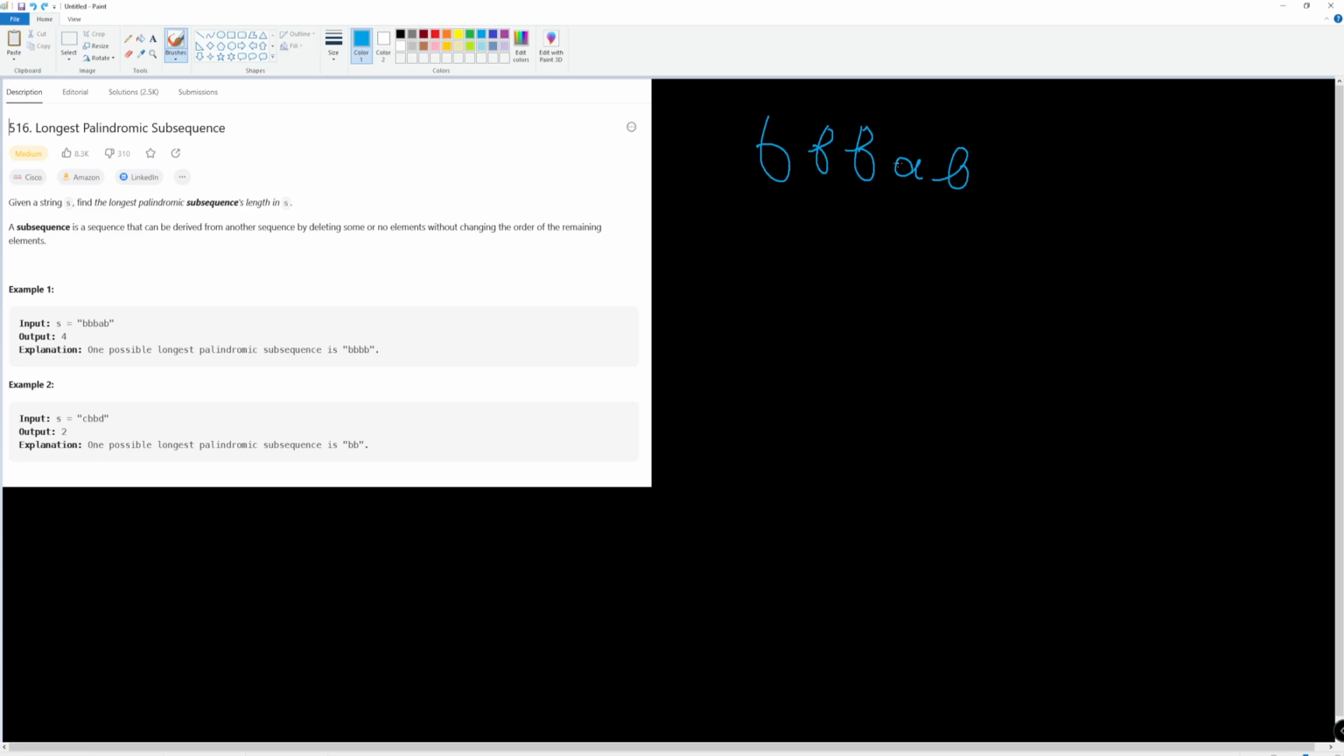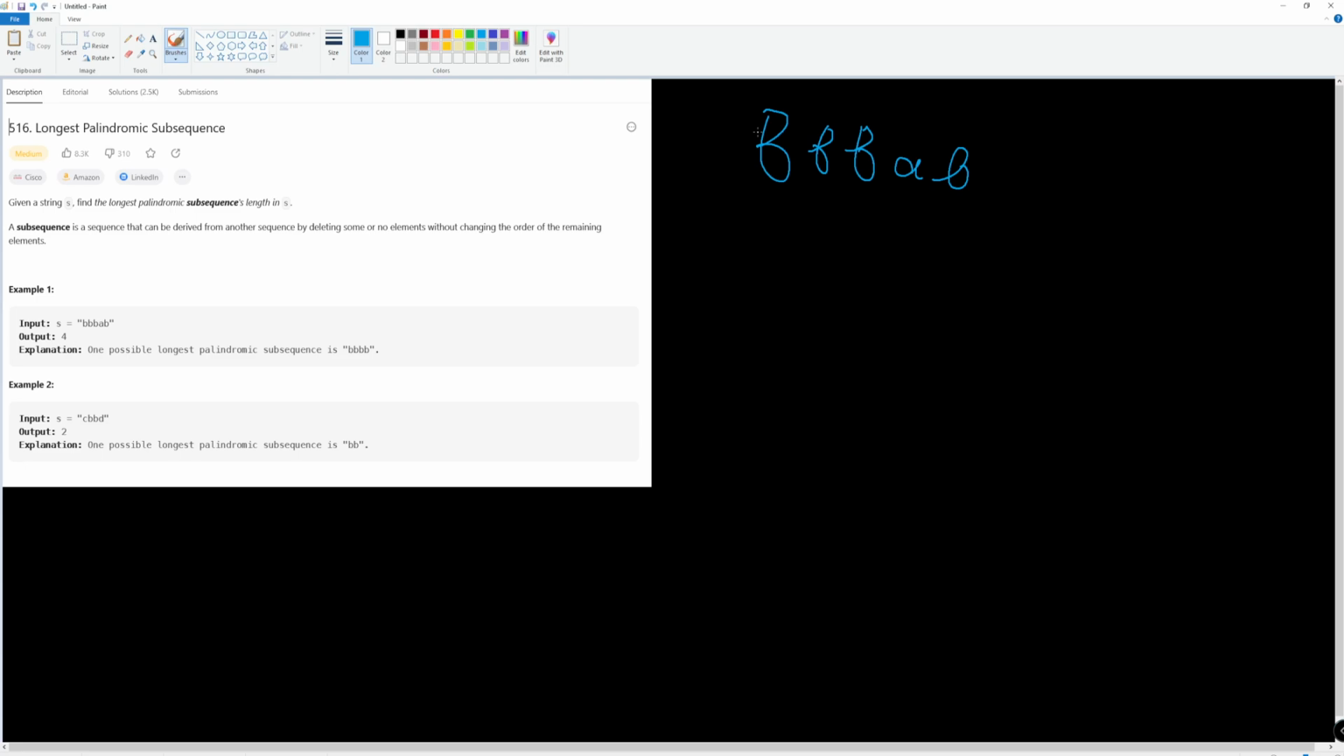Now for a subsequence, we are allowed to actually get rid of letters at any point, as long as our order is maintained. So this is a palindrome because we can just chop out this letter. And so what we would do with this is, typically when you can chop out letters, there's quite a bit of problems on LeetCode where you can do these subsequences, and for most of them the answer is going to be dynamic programming.